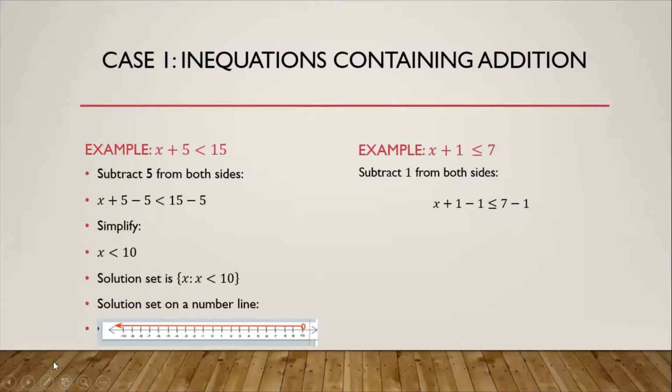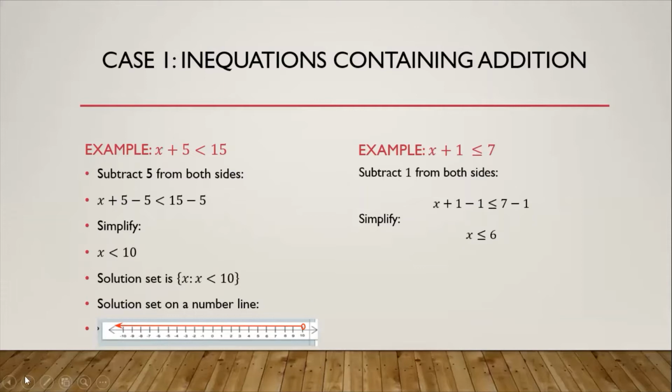Then at that stage, what you're going to do? Simplify. When you simplify, what would you get? Note here, 1 minus 1, that's 0. And 0 plus x will give you x. Here you put back your symbol, and then 7 minus 1 is just 6. So that is your solution.